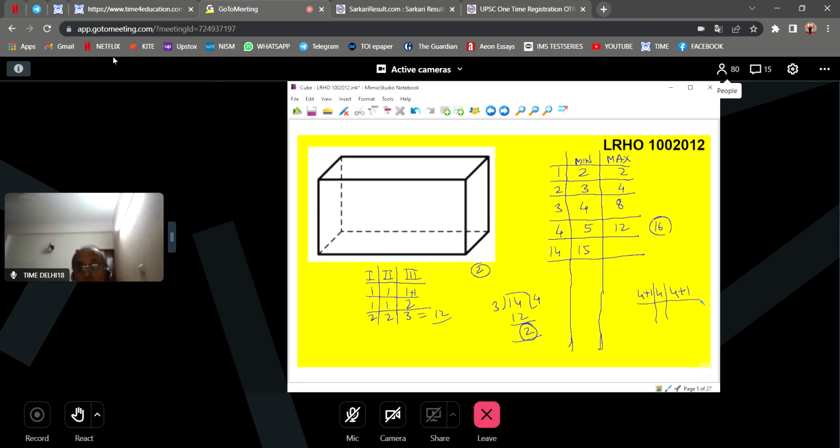How many pieces came here? How many cuts came here? 5. How many here? 4. How many here? 5. Shubhangi, your answer is not correct. How many pieces are coming here? When you apply 5 cuts, you get 6 pieces. When you apply 4 cuts, you get 5 pieces. Total how many? 6 5s are 30, 6 are 180.